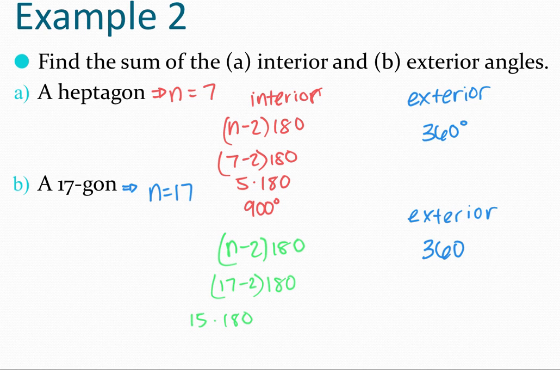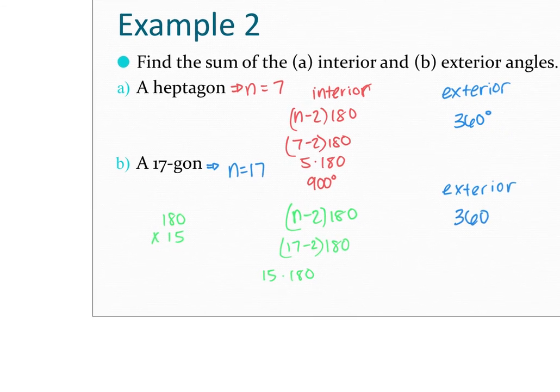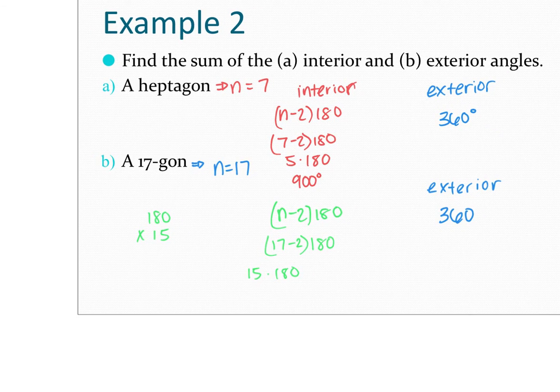And we're going to have to do it over here on the left. 180 times 15. Oh boy. 5 times 0 is going to give me 0. 5 times 8 is going to give me 40. Bring down the 0, bring up the 4. 5 times 1 is going to give me 5. Add 4, you get 9. Bring down a 0.